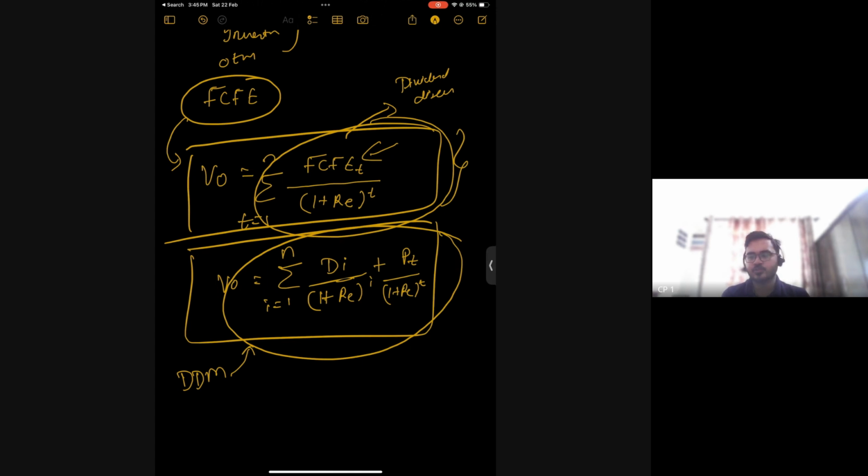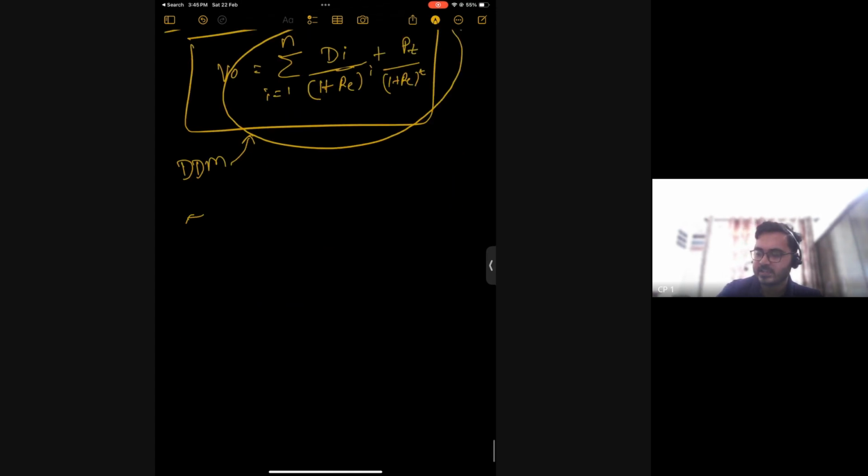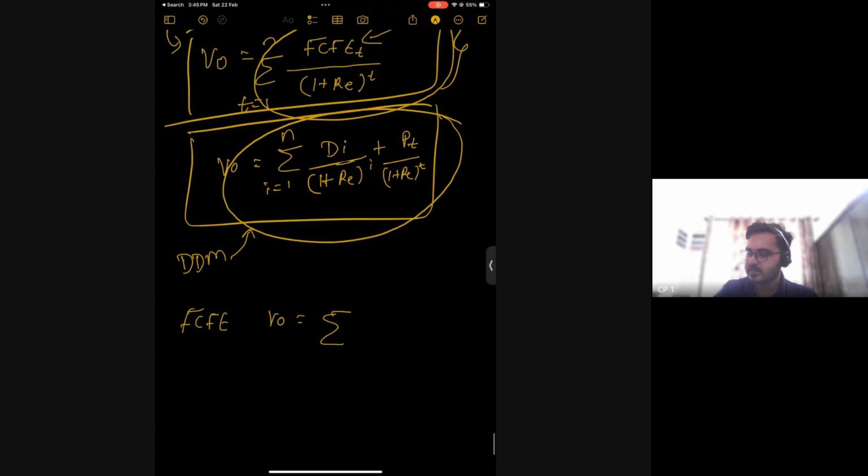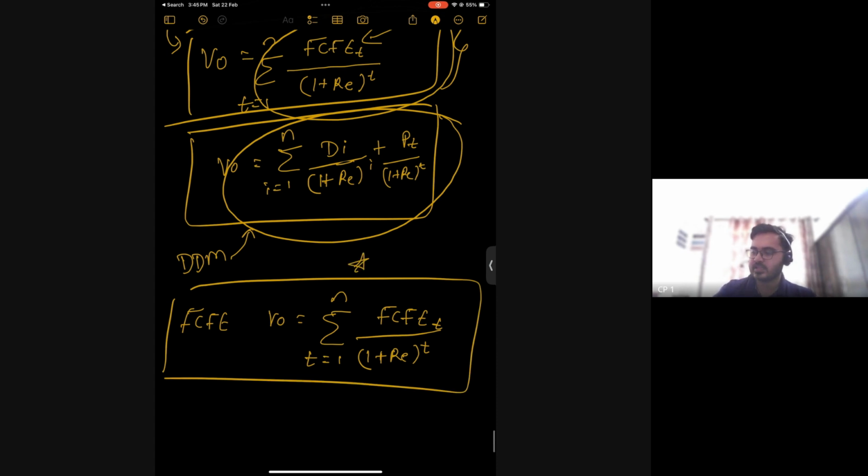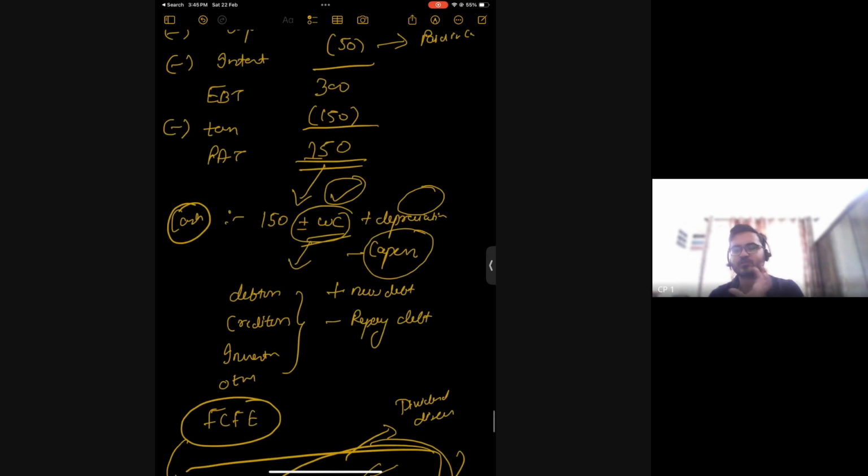So be very careful about these two things. Note down this FCFE formula. So in case of FCFE, value 0 is equal to sigma t goes from 1 to n, free cash flow for equity at time t divided by 1 plus required rate of return to the power of t. So this is another formula that you have to remember in order to ensure that we don't end up making any mistakes in this situation. Just understanding this is more than sufficient. I don't anticipate that they will give you a question to fundamentally calculate free cash flow for equity. Even if they do, it's not that difficult as long as we remember, or we don't even have to remember, you just have to understand the formula.